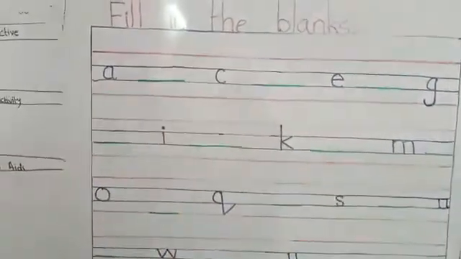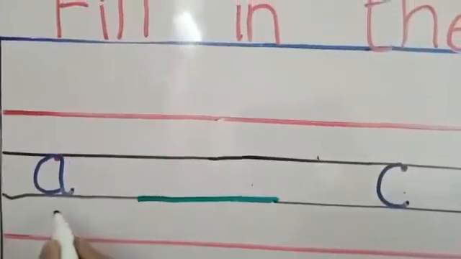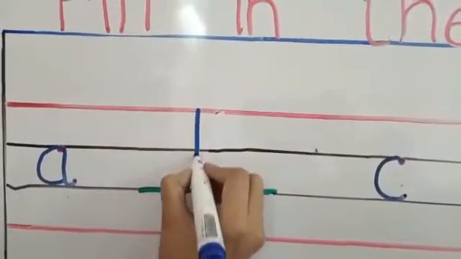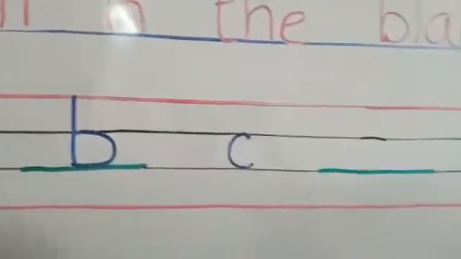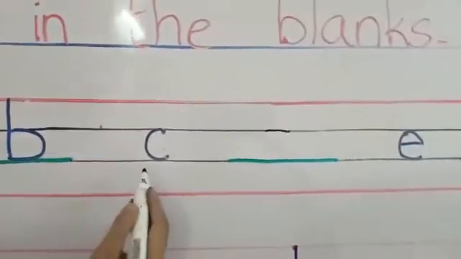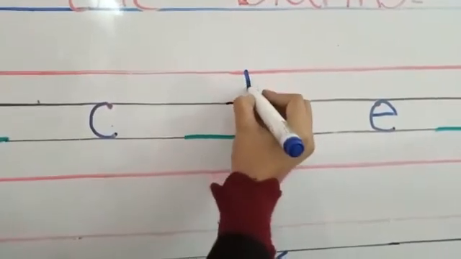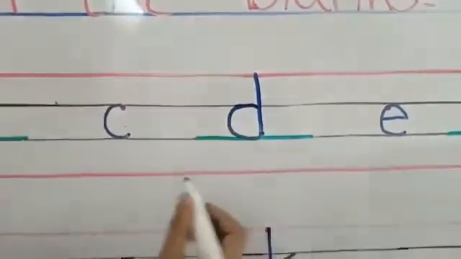So let's start. Our first letter is A. What comes after A is B. So we will write B in this blank like this. A, B, C. What comes after C is D. So we will write D in this blank like this.